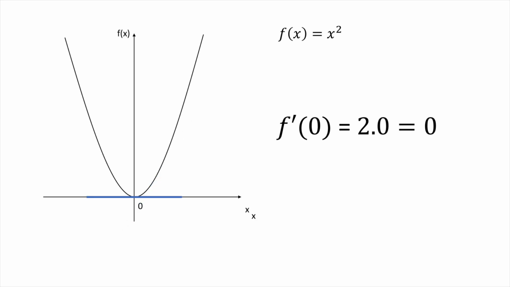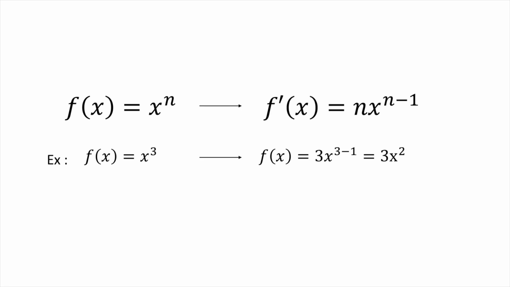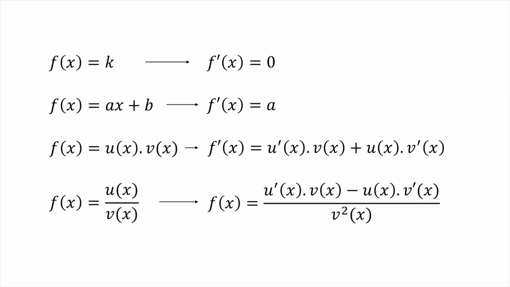By applying this formula to any polynomial, we can show that its derivative is n times x exponent n minus 1. There are many other formulas that can be demonstrated thanks to our definition, of which here are the most useful.